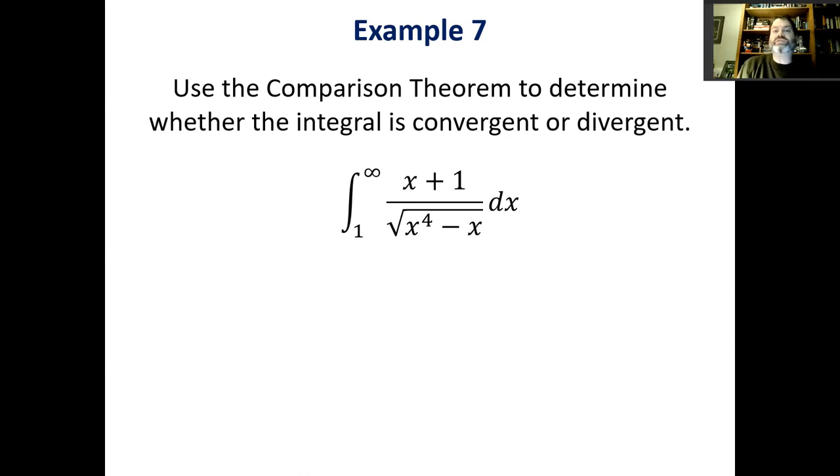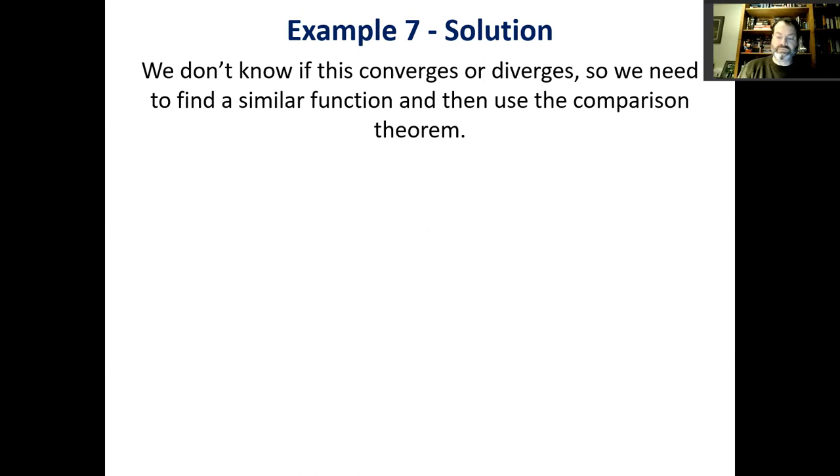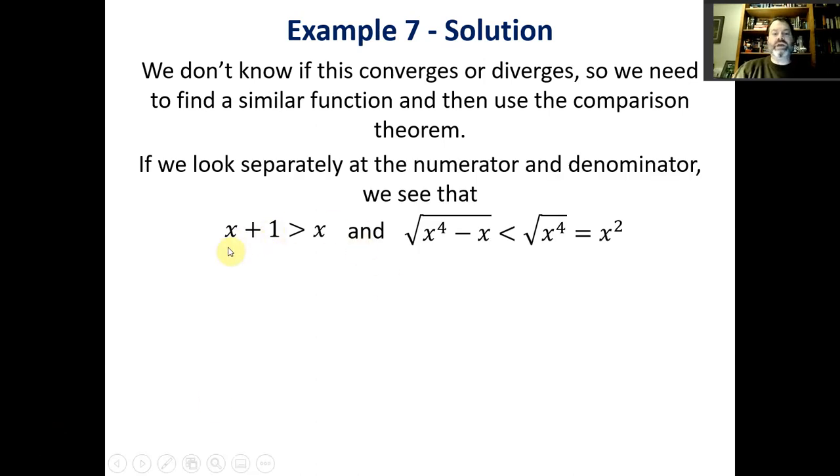So if we can compare this to 1 over x, if we can show that this is larger than 1 over x, and 1 over x diverges, then this diverges. If this is smaller than 1 over x, and 1 over x converges, then this will also converge. So that's what we try to do. And it turns out that we can see that this is bigger than x, and this is smaller than x squared, basically. Plus or minus x squared doesn't matter, because if it diverges, it doesn't matter if it's negative.